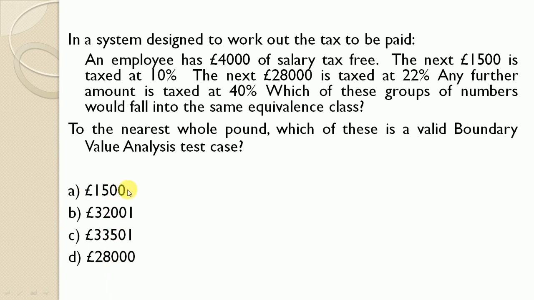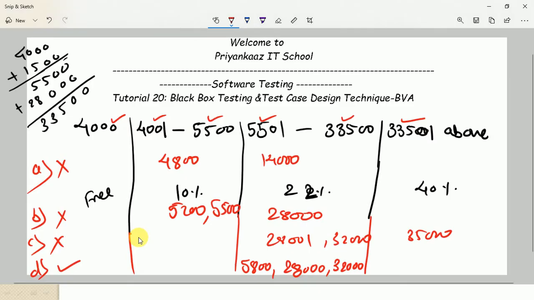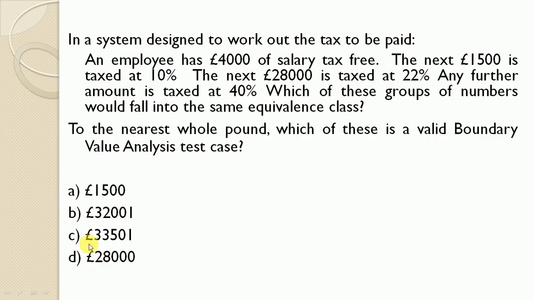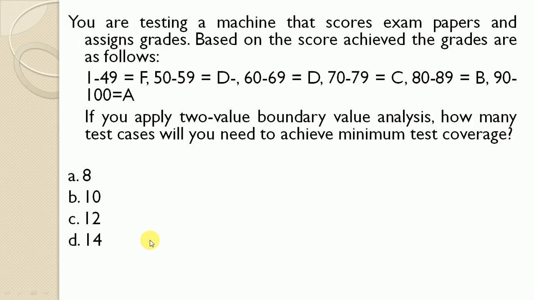So very straightforward, guys. We don't have such a kind of valid boundaries. Only this option is correct. 33501. This is a valid boundary we have, right? To the nearest whole pound, this is a valid boundary we have, right? So this is the answer. In this question, option C is again the answer. Same scenario, you just need to do the partition and identify the boundary value analysis. Now let's go for the next question.